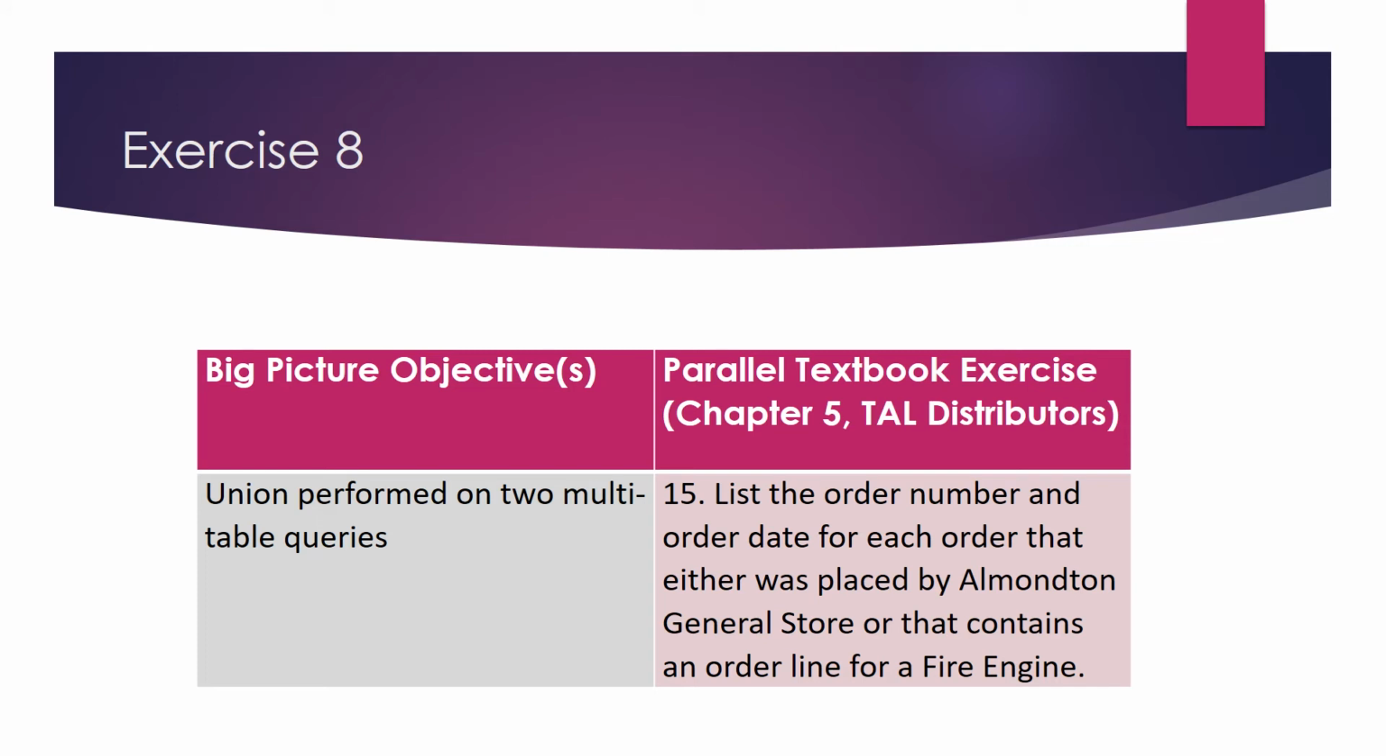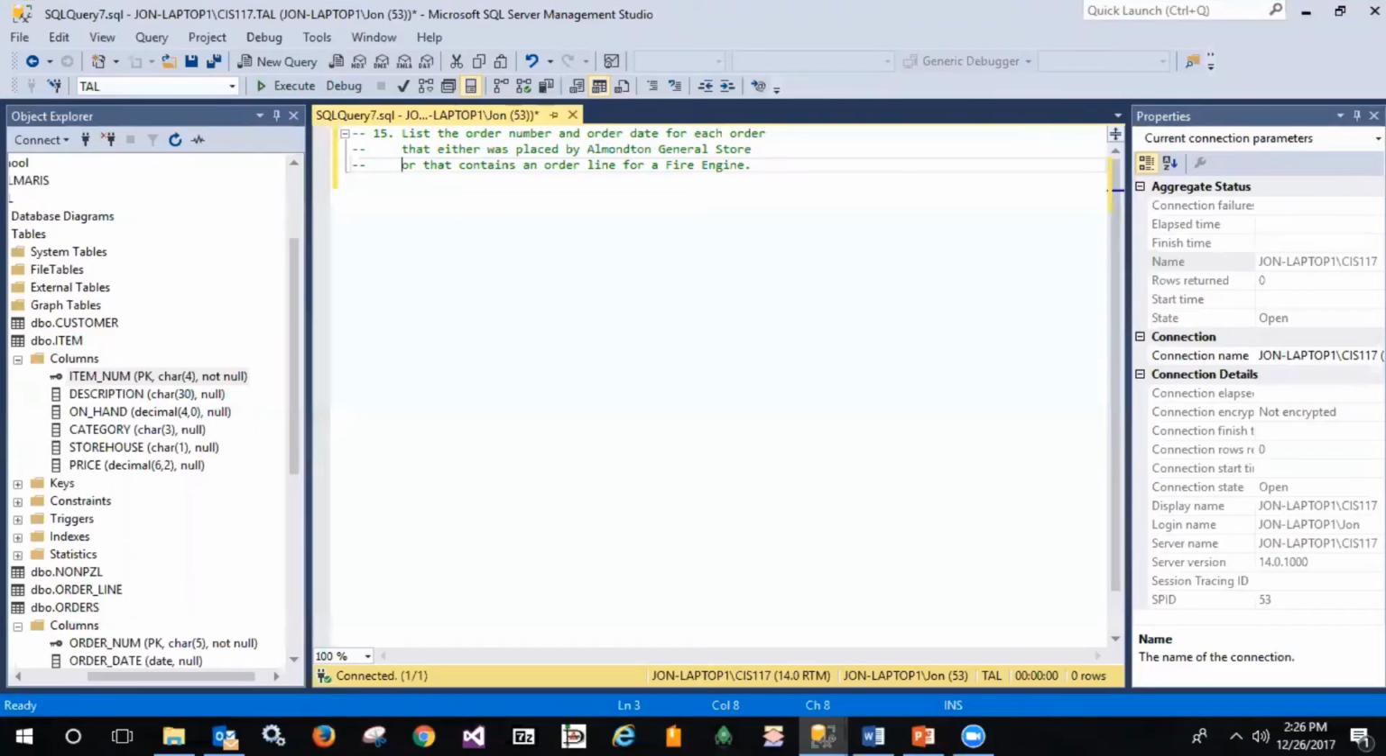In exercise 8, we will construct a union performed on two multi-table queries. For exercise 8, we're going to be using the parallel example from TAL 15. And the statement here is list the order number and order date for each order that either was placed by Almonton General Store or that contains an order line for a fire engine.